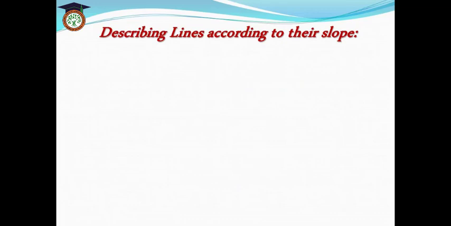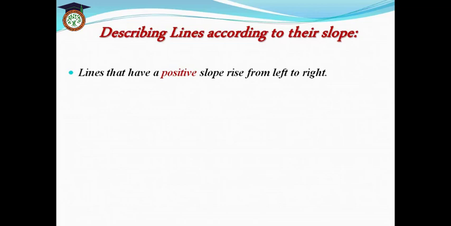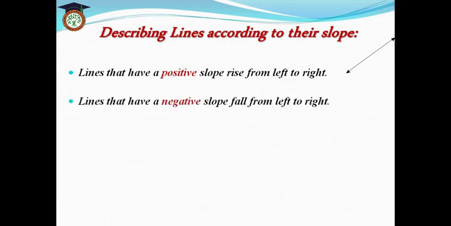Describing lines according to their slope. Let's see. The lines that have a positive slope rise from left to right. So we must know that if the slope has a positive value, the line rises from left to right, like this line. And the lines that have a negative slope fall from left to right, like this line.